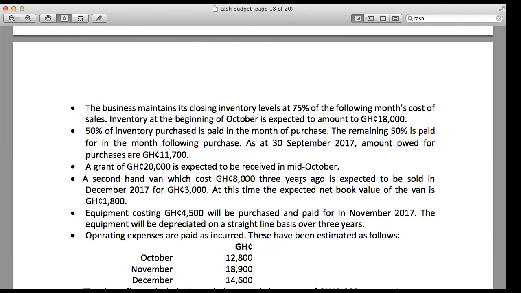Okay. Now the next note says that a second-hand van, which cost 8,000 3 years ago, is expected to be sold in December 2017 for 3,000. At this time, the expected net book value of the van is 1,008. All this is just testing understanding of cash items and non-cash items. Which of these three figures is a cash flow? It's the proceeds. How much do you sell the asset for? 3,000. So that is it. The 8,000 and the 1,008 should be ignored.